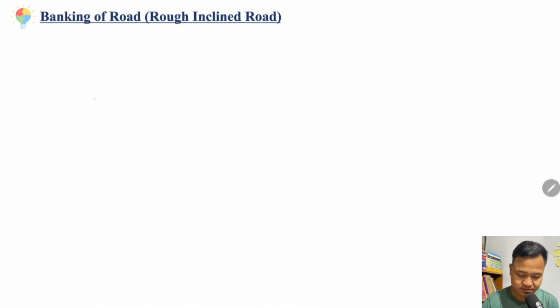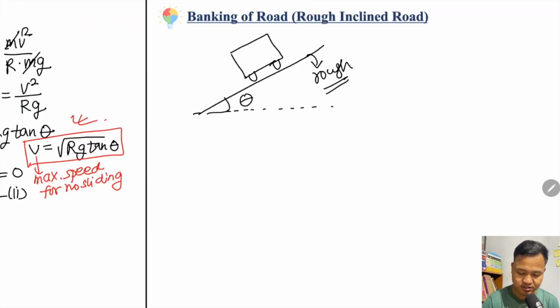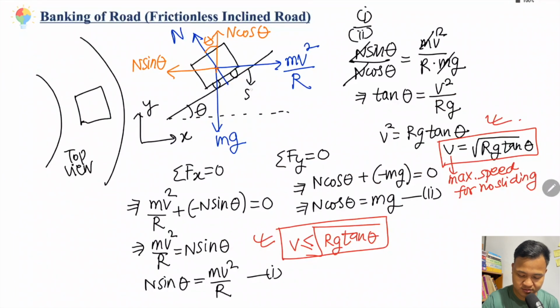So now you see, I have an inclined road. This is theta, and the car is here. Okay, let's draw the free body diagram. Friction is present when the surface is rough. So this is rough, otherwise smooth. Okay.